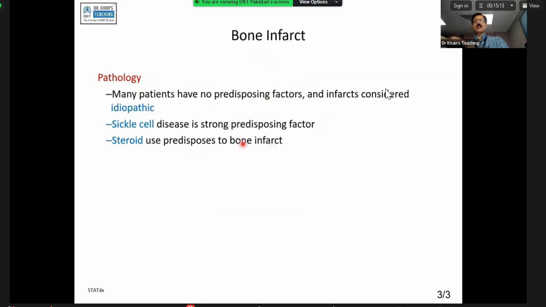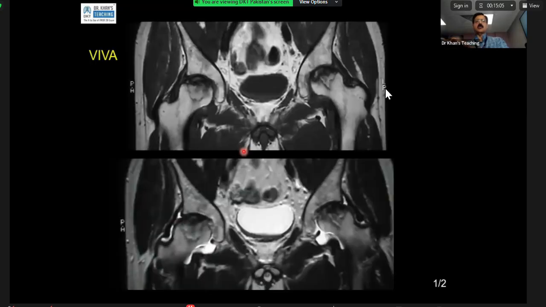You should know the etiology of bone infarcts, things like sickle cell disease, steroids, things like Caisson's disease. All of these are very important, and there is a huge list. Now, this is this.